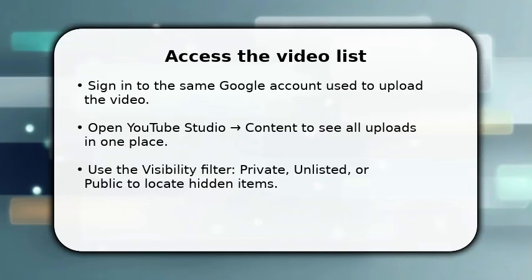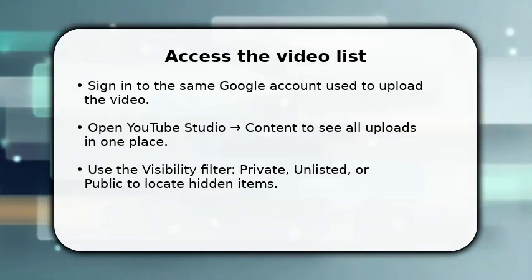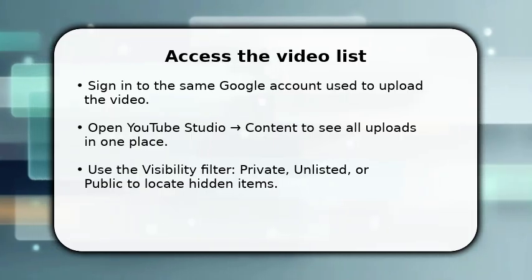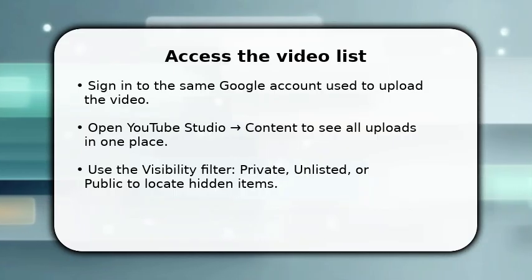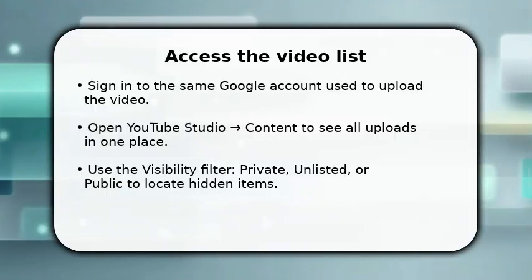You're signed in and ready. First, open YouTube Studio and go straight to Content. This shows every upload. Once there, use the visibility filter to isolate private or unlisted videos so you don't scroll forever. Select the hidden video immediately. You'll see its row controls.